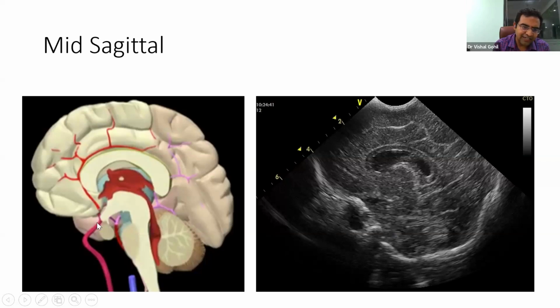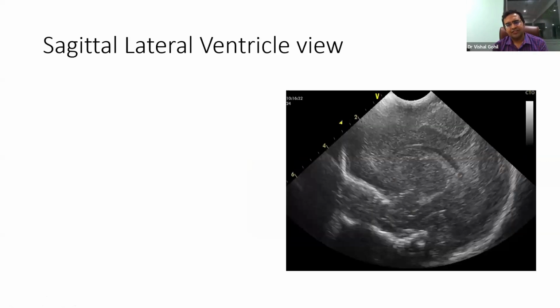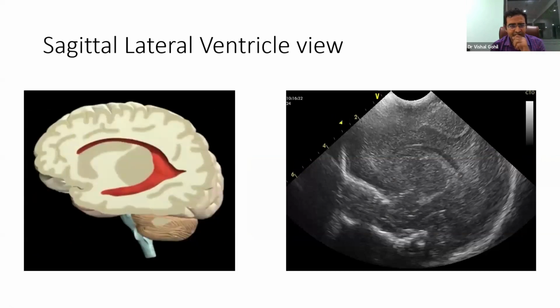Okay, so once it arises from the carotid artery, it travels slightly medially and goes superiorly in front of the genu of the corpus callosum. We'll discuss this at last when we discuss the RM. So this is your mid-sagittal view. This is your sagittal lateral view, which we call a parasagittal view.